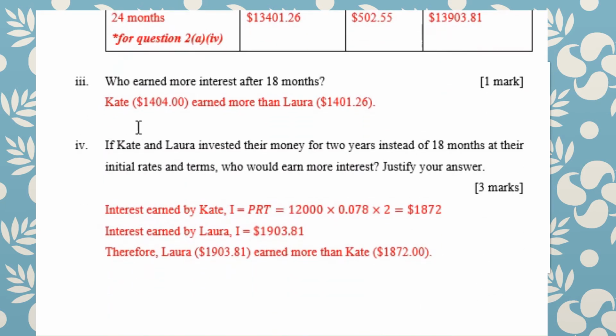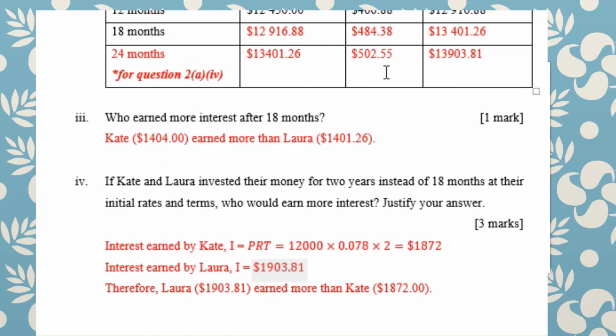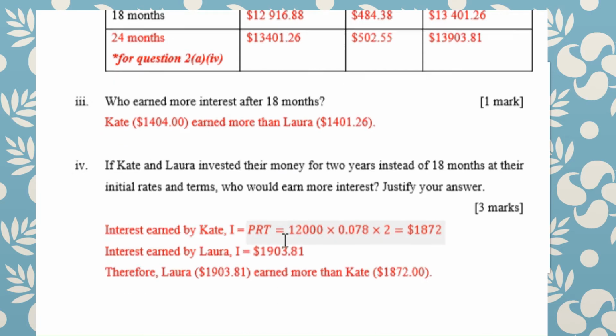Now they say, if Kate and Laura invested their money for 2 years instead of 18 months, who would earn more interest? Justify your answer. So interest earned by Kate, I = PRT, I'll times 2 here, 1872. For Laura, we will continue, bring it down, and calculate the interest. So the interest earned by Laura is this. You will realize if they keep it for 2 years, Laura will eventually earn more than Kate.